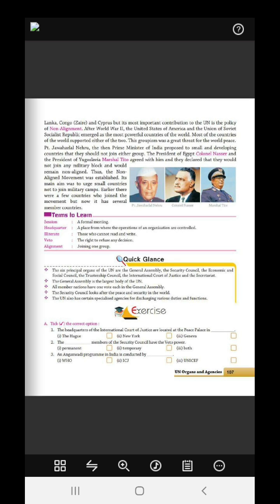The President of Egypt, Colonel Nasser, and the President of Yugoslavia, Marshal Tito, agreed with him and they declared they would not join a military bloc and would remain non-aligned. Thus, the non-aligned movement was established. The main aim was to urge small countries not to join the military groups. Earlier, few countries joined the movement, but now it has several member countries.